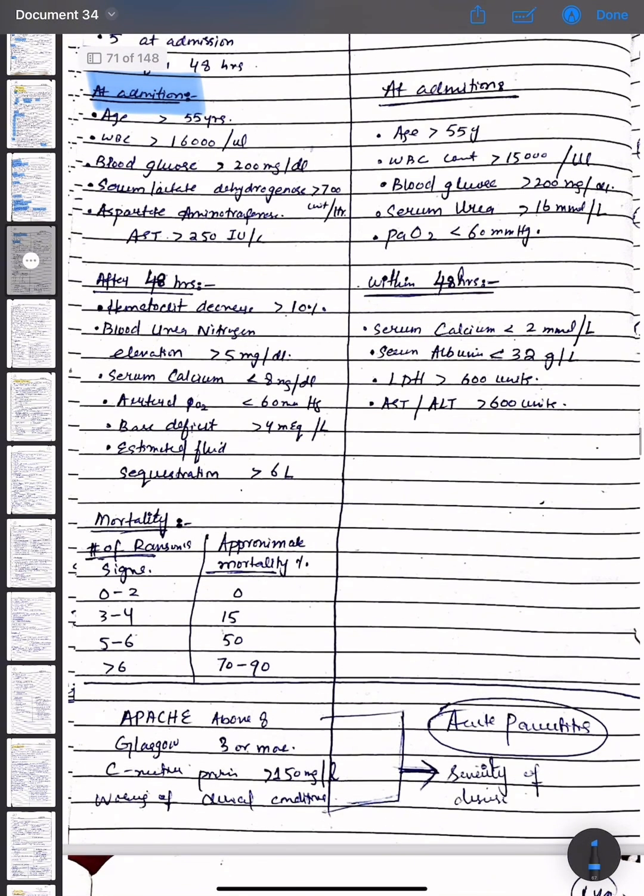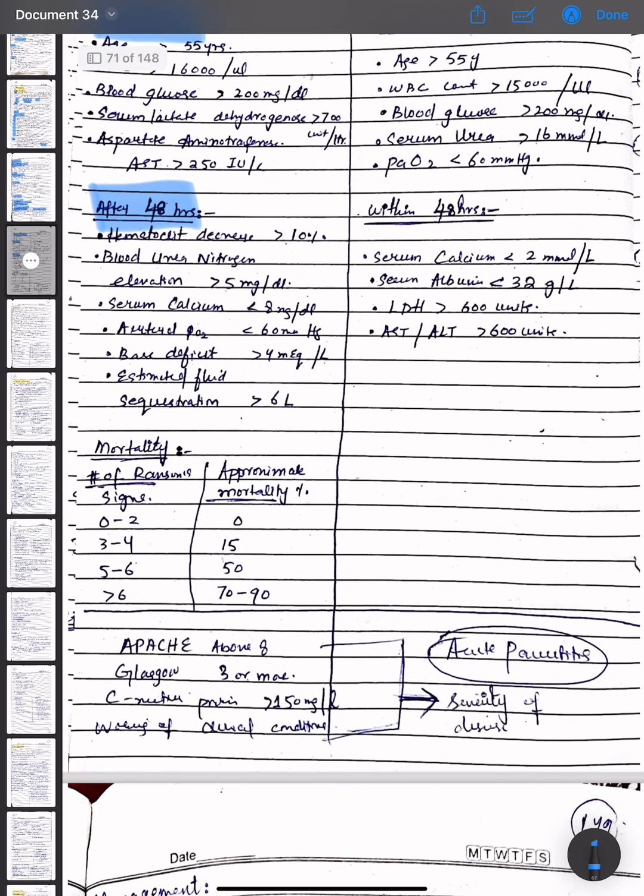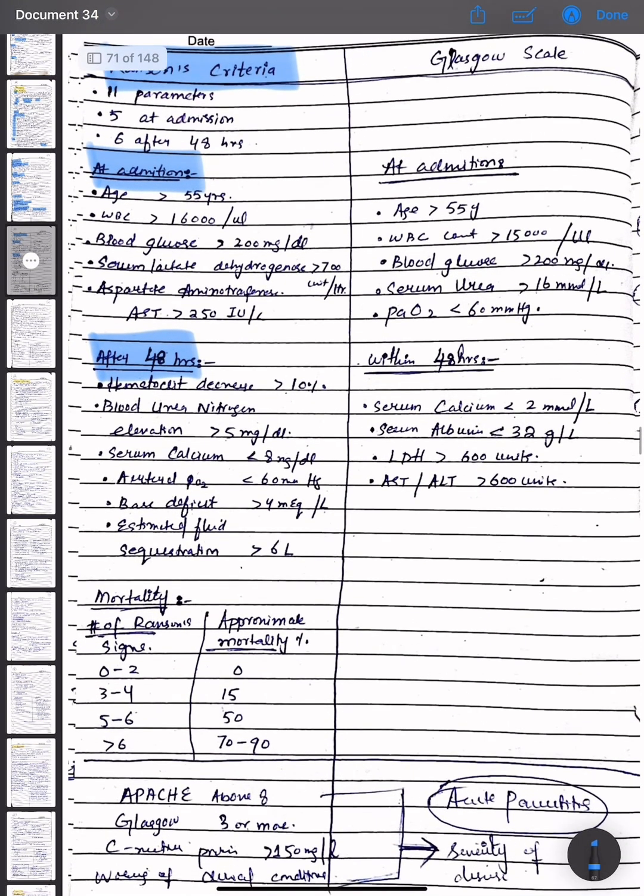After 48 hours: hematocrit decrease greater than 10%, blood urea nitrogen elevation greater than 5 mg per dl, serum calcium less than 8 mg per dl, arterial PO2 less than 60 mm of Hg, base deficit greater than 4 milliequivalent per liter, and estimated fluid sequestration greater than 6 liters. These are the parameters after the 48 hours.